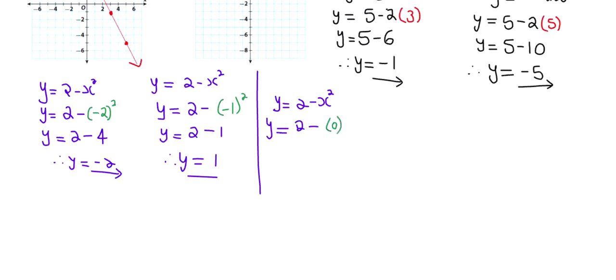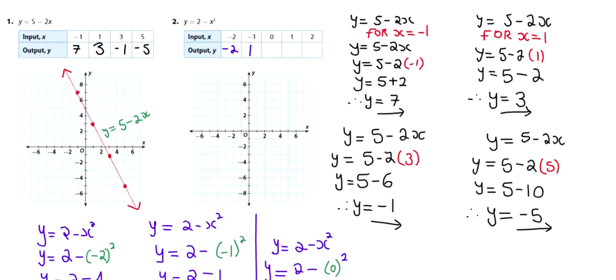Reason being, let me show you. That is y equals 2, and don't forget the square. But we all know that this is minus 0, because 0 squared is 0. Therefore, the final answer is y equals 2. 2 minus 0 is 2. Then after getting 2, you go to your table of values and you write 2.